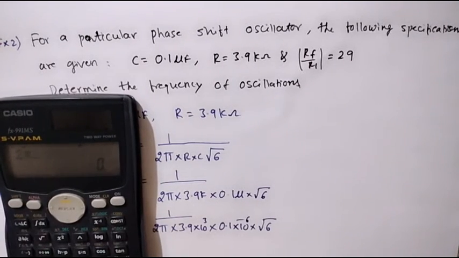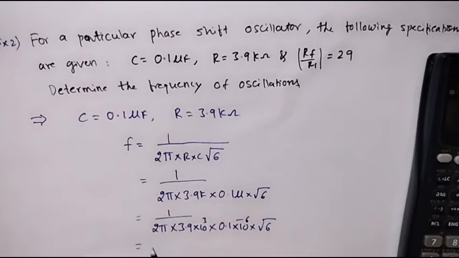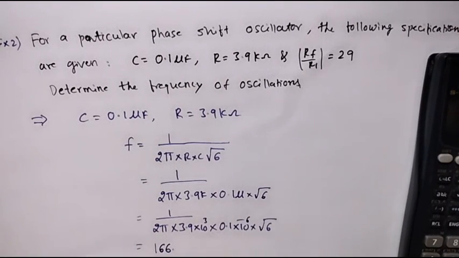2 pi into 3.9 kilo into 0.1 micro into square root of 6 is equal to, this is the denominator value, that is 6.00 milli. We'll take the inverse of this, so that is 166 hertz. 166.6 hertz. This is the frequency of oscillation.